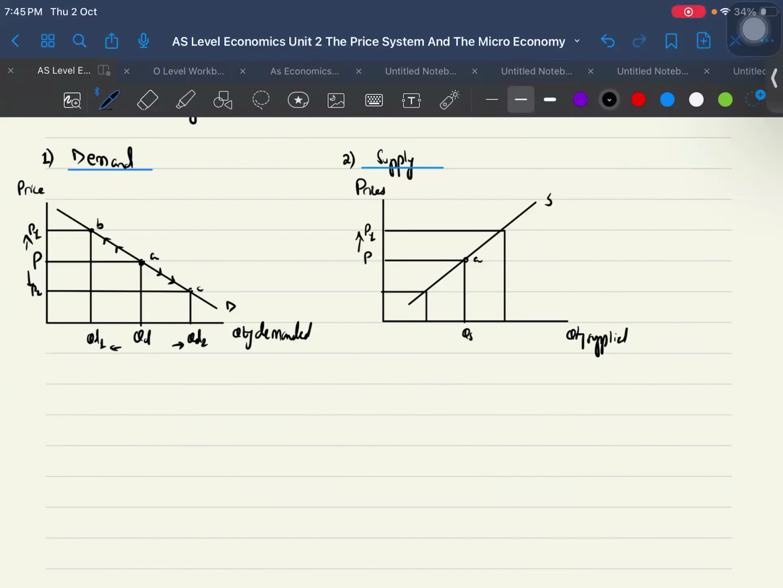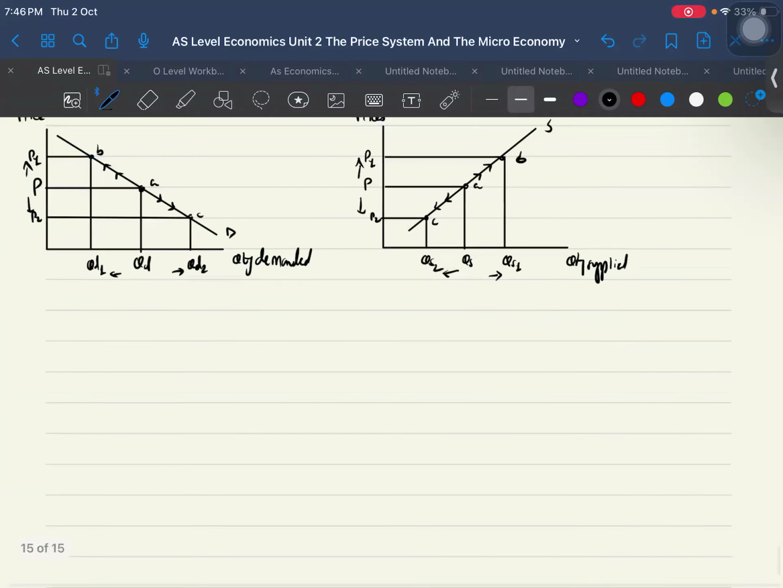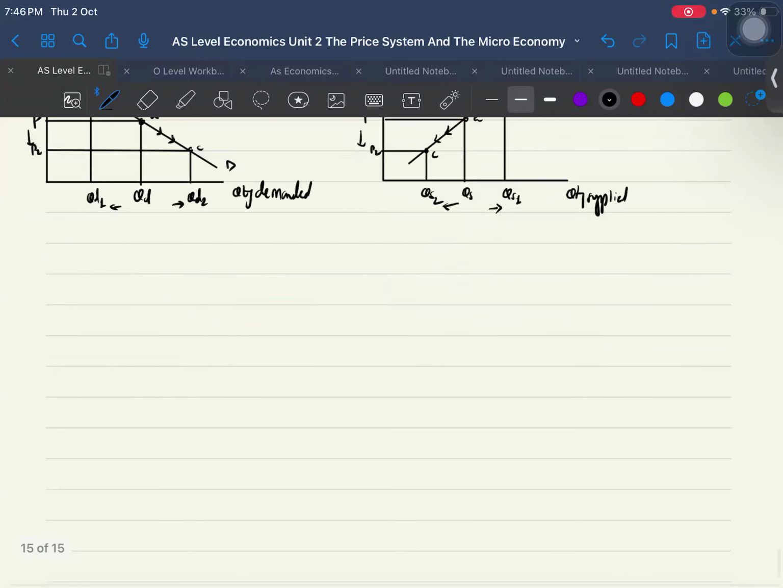When there is a rise of price, this increases the quantity supply as well due to its positive relation. And when the price falls, the quantity supply falls as well because the producers are not willing and able to supply due to lower profit margins. We're done with the demand and the supply diagram.